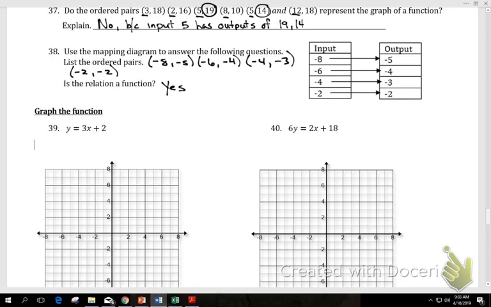For the first one, where did my first point go in number 39? 2. And then where do I go? Up 3 over 1, draw my line. Now on number 40, what did I have to do first before I could graph? Divide everything by 6. And now I get y equals 1/3 x plus 3. So where does my first point go? On the 3. And where do I go from there? Up 1 over 3. And there goes my line. And that's going to be everything we cover for part 3.